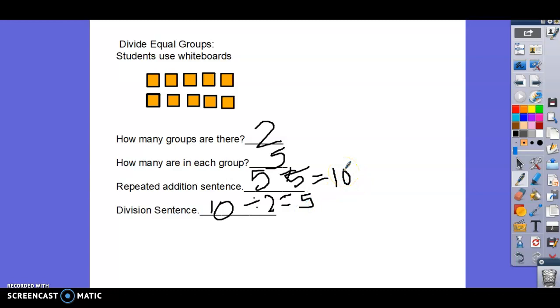Okay, so I want you to take a second, and I want you to look at this division sentence that we just wrote. I want you to tell your neighbor what the 10 represents, what the 2 represents, and what the 5 represents. So you talk to your neighbor.